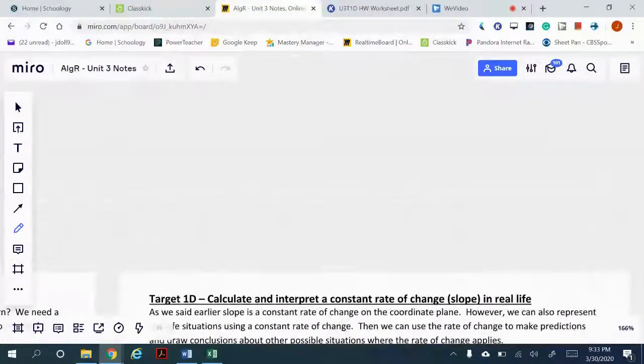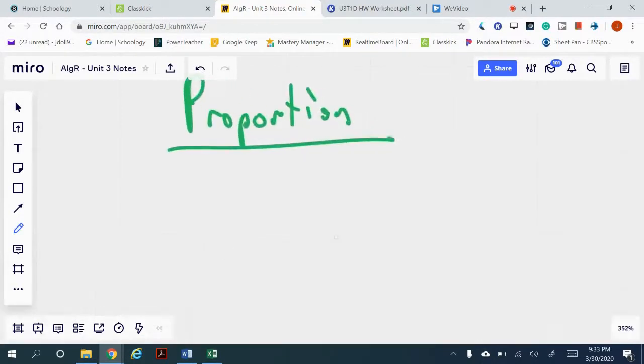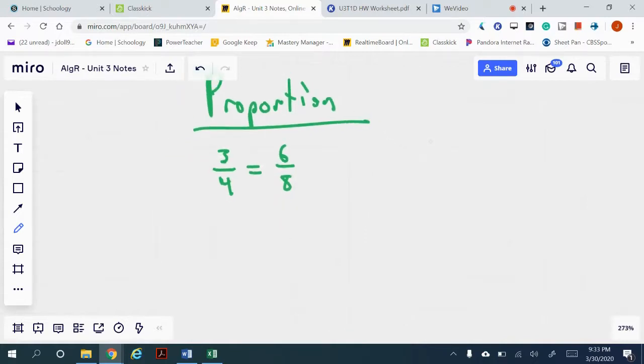I'm going to come off the notes a little bit here, up above, and just talk about a proportion really quickly. A proportion is going to be any equation where you have a fraction, I'm just going to say 3/4, equal to another fraction. Let's just say 6/8. The key is that it's actually going to be equal. Is 3/4 equal to 6/8? Yes. How do we know that? How can I prove that they're equal to each other?